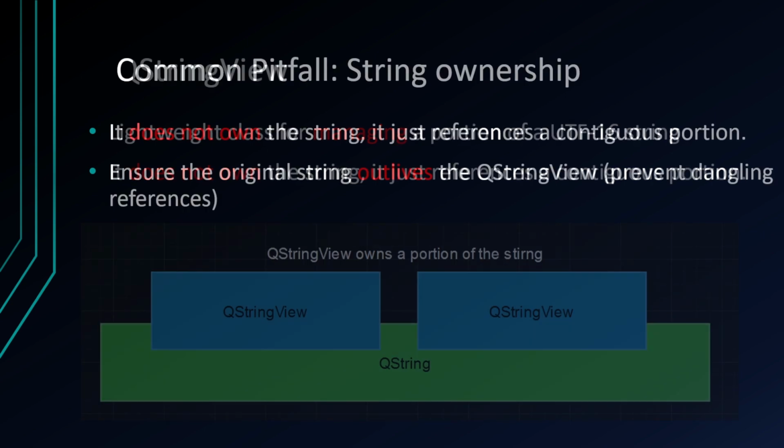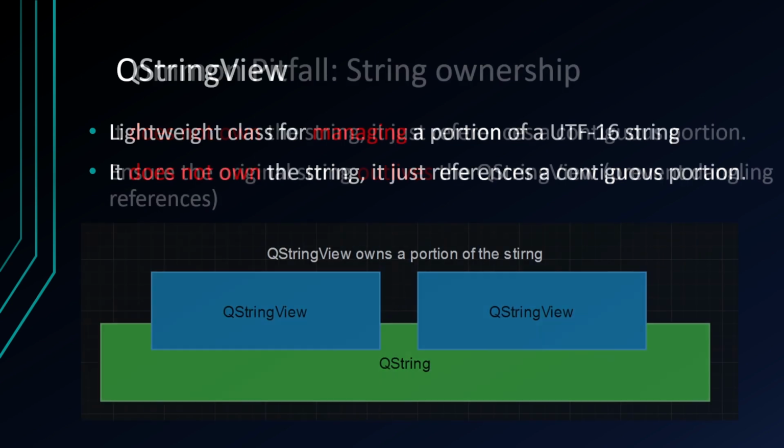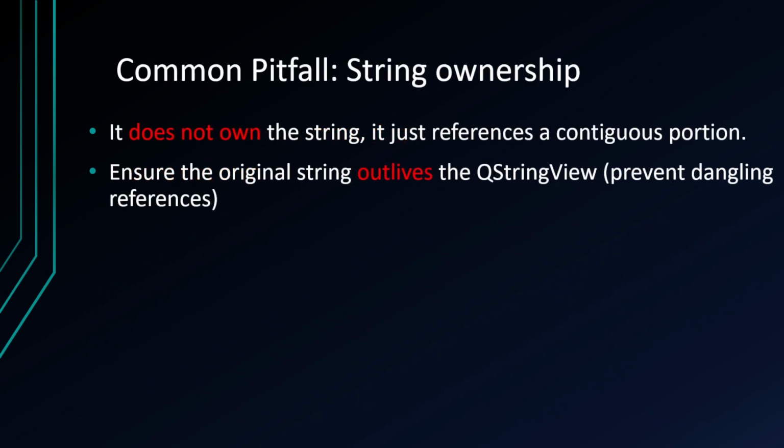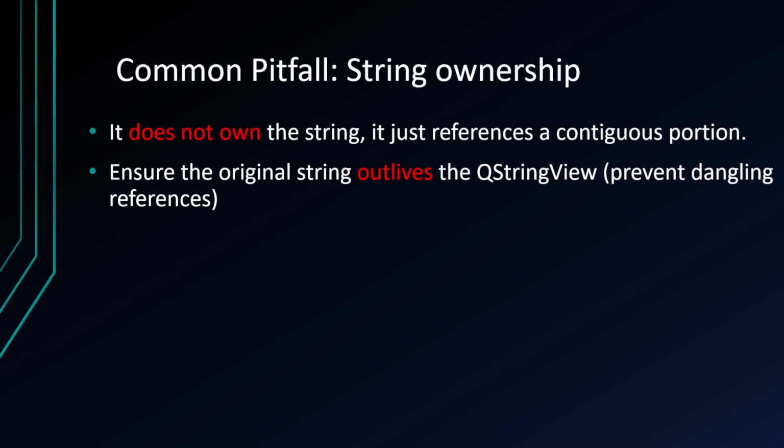But after you pass some string to QStringView, care must be taken to ensure your string lives longer than QStringView, and no references to deleted data are stored. You should ensure the original string outlives the QStringView and prevent dangling references. This means that if, for example, QString goes out of scope and is deleted, then QStringView should also be deleted, and it can't point to dangling pointers. And that is the thing that the programmer should care about.